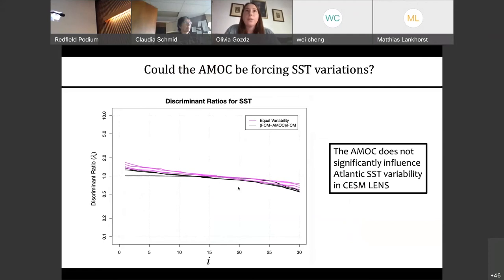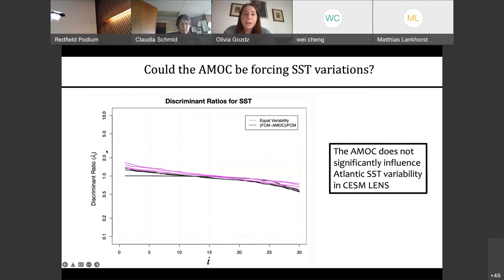essentially, I took the fully coupled model and computed 30 EOFs of the AMOC. And I regressed those 30 EOFs of the AMOC out of the fully coupled model SST. And then I computed CDA between the fully coupled model with AMOC regressed out and the fully coupled model with AMOC still in it. And through this analysis, I found that there was no significant change in SST after removing the AMOC.